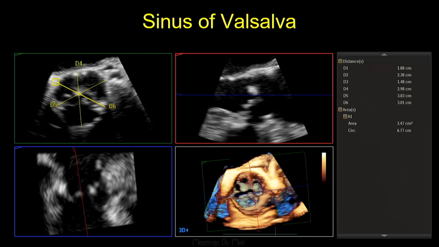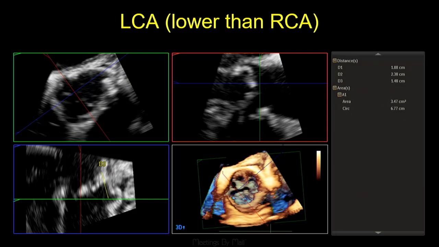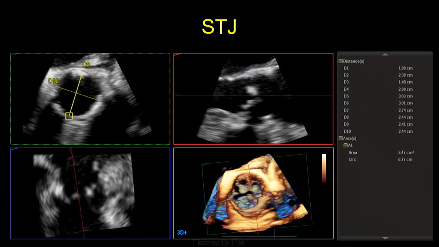We move the plane up a little bit to the sinuses of Valsalva, and here we typically will measure just diameters rather than cross-sectional area. But this is also the view that we use to determine the takeoff of the left coronary artery, which is typically lower than the right coronary artery, and therefore the one that's most likely to get us into trouble. Again, 3D transesophageal echocardiography is a wonderful tool for doing that.